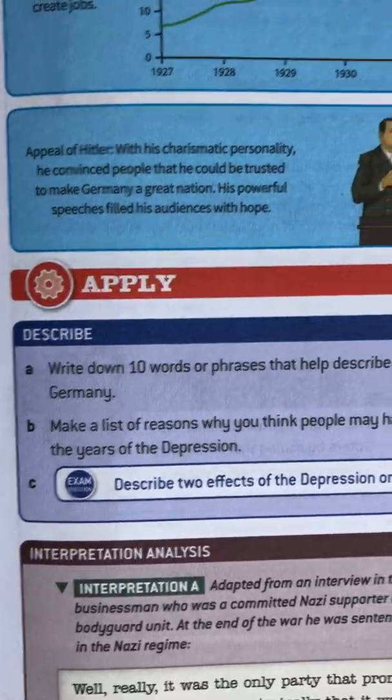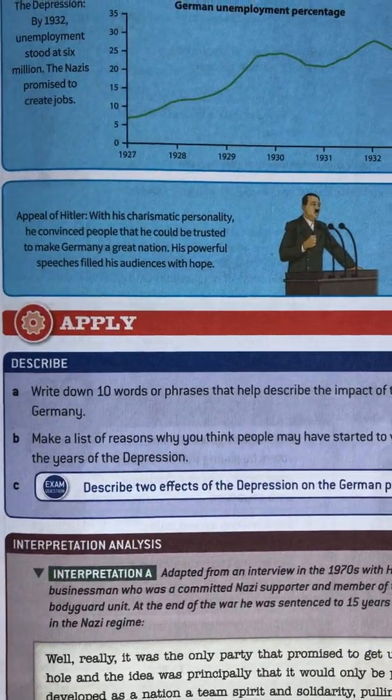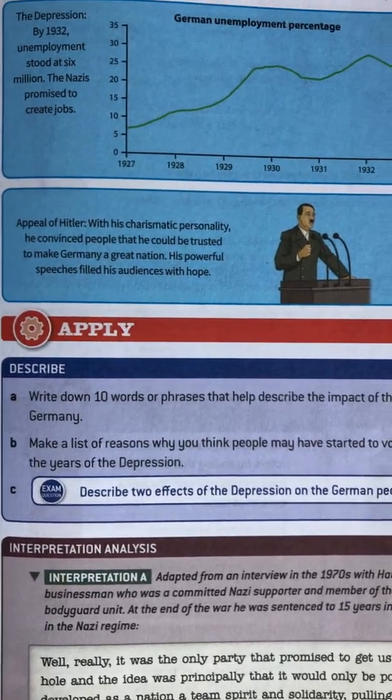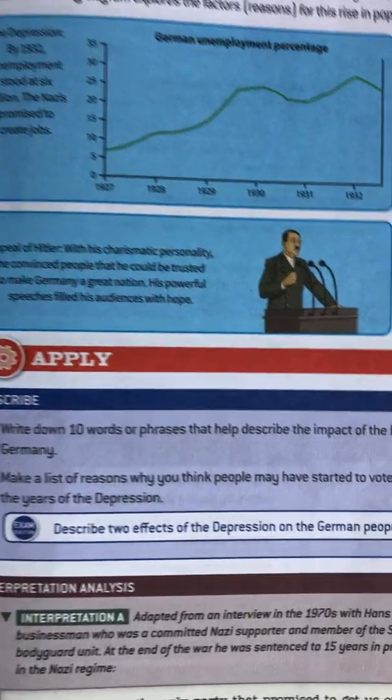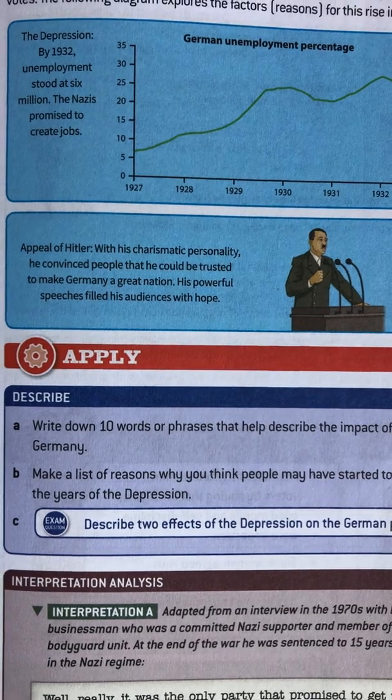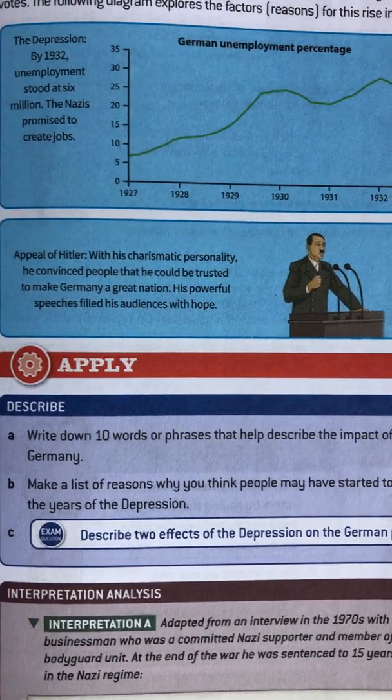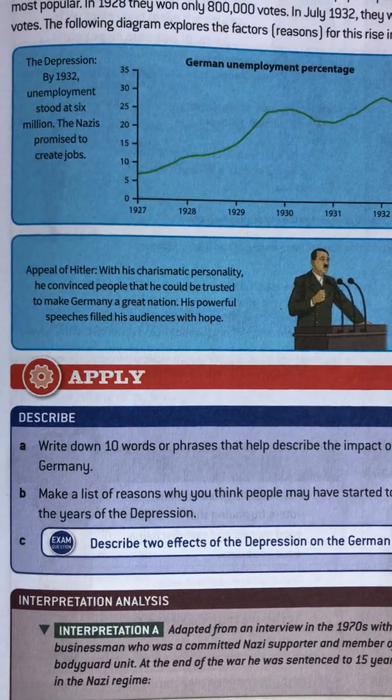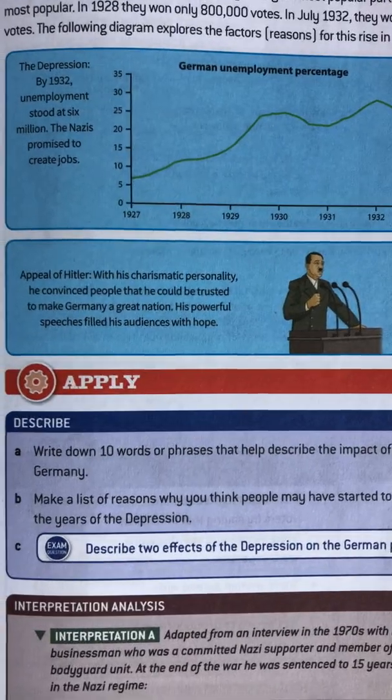The appeal of Hitler. Hitler was very charismatic. He was someone who, when he spoke, people would listen. He was very good at convincing people, and he gave brilliant speeches to audiences that really convinced them that they could trust him as a leader.